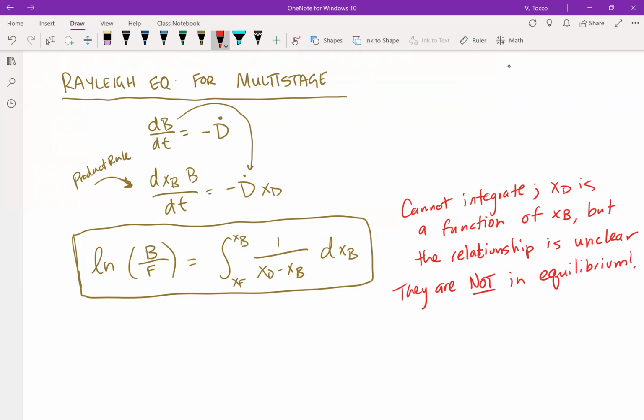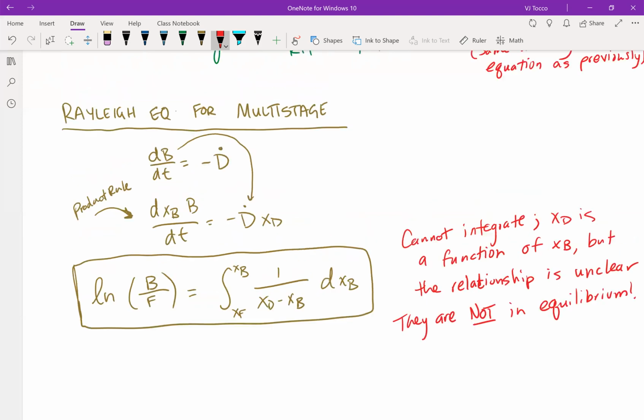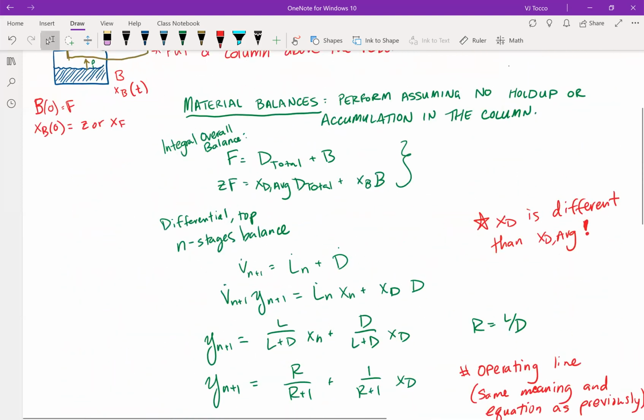All right, so that's going to finish up this video. In the next video, I'm going to talk about how to get this relationship between xD and xB such that you can perform this integration. And this Rayleigh equation for multistage is going to be the third equation that you need in conjunction with the other two, which are my overall integral material balances, in order to find 3 of the unknown variables. So I'll see you in that next video.